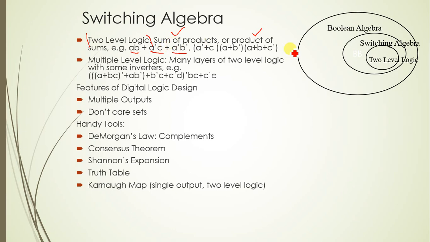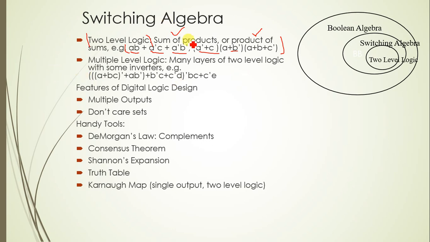Similarly, we have product of sums. That means we multiply two or more elements which are being added together. That means A complement plus C, A complement plus B, A plus B complement plus C, into A plus B plus C complement. This is basically product of sums. Both are very important things, that is sum of products and product of sums. The second thing is multi-level logic.